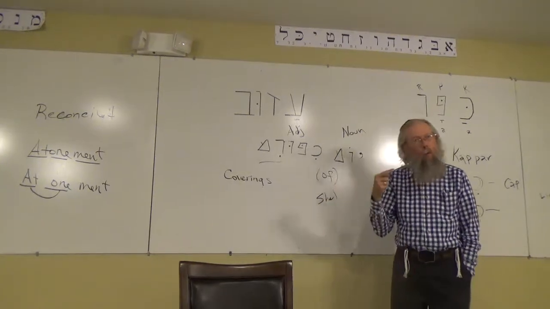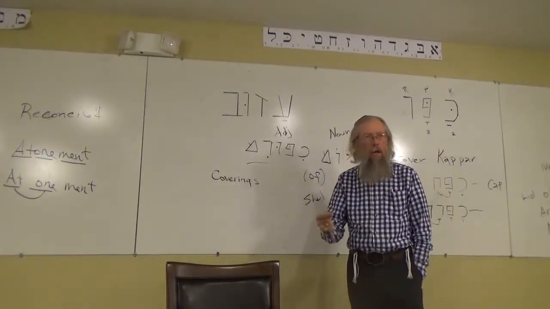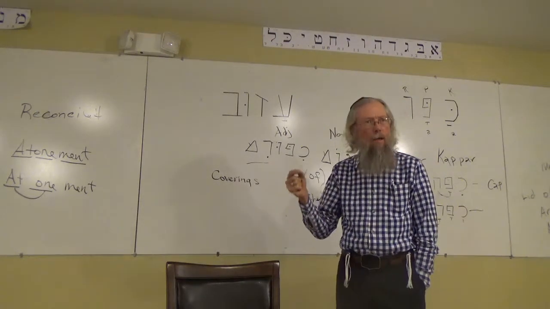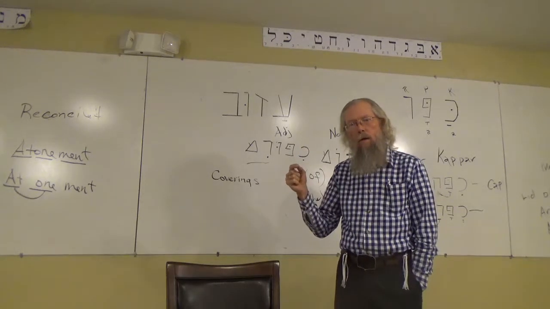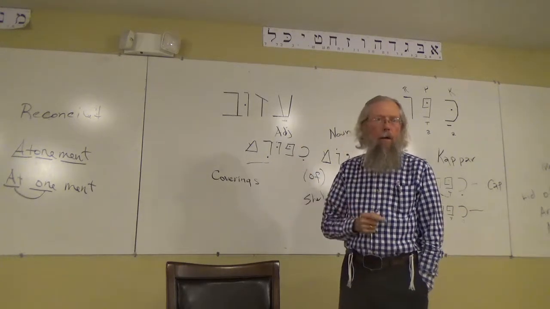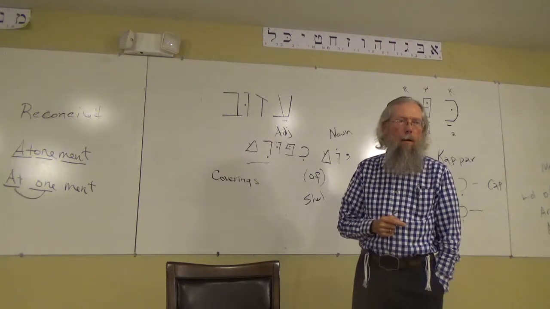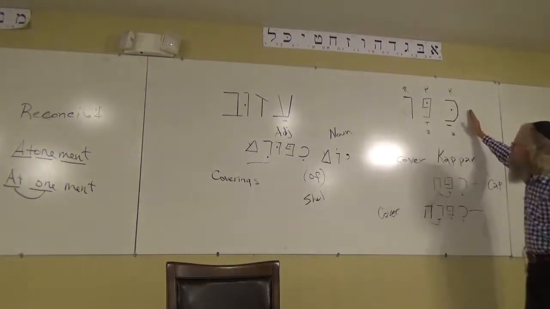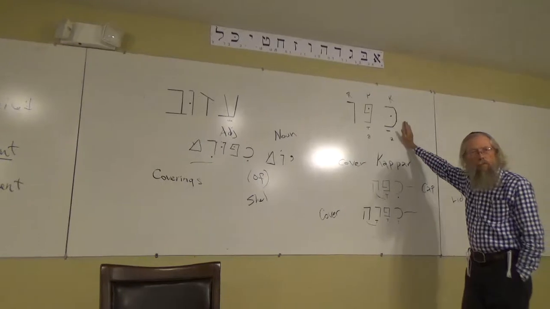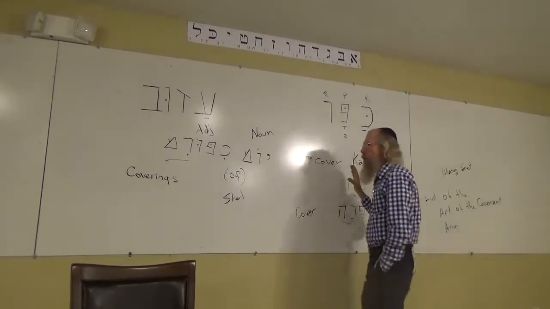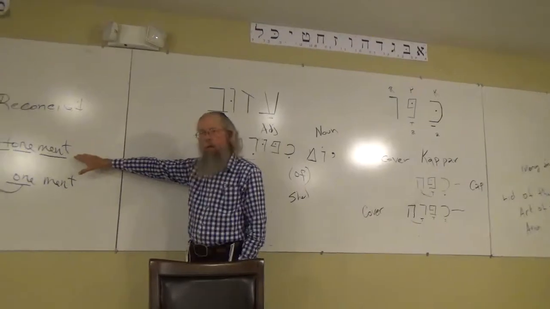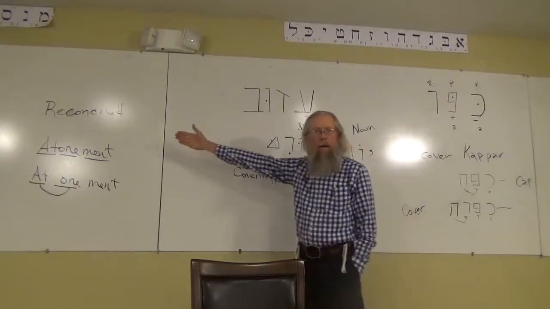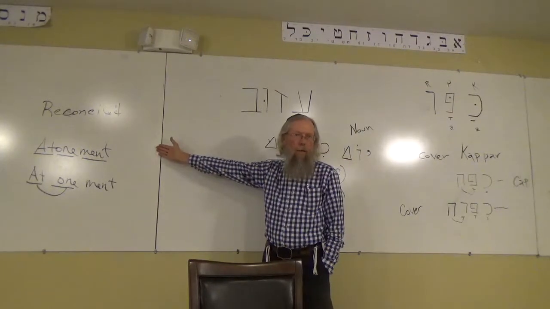so that he who knew no sin became sin for us, that we might be called the righteousness, the tzedakah, the righteousness of God. So, this is what Kapparah is all about. How do we get from covering to atonement? Well, this is how. By covering us, he's reconciling us back to God.